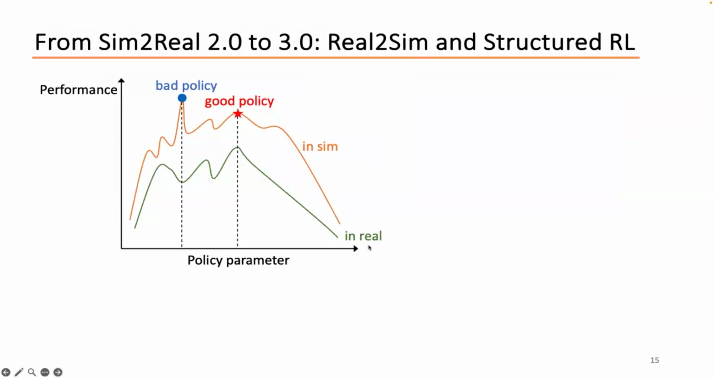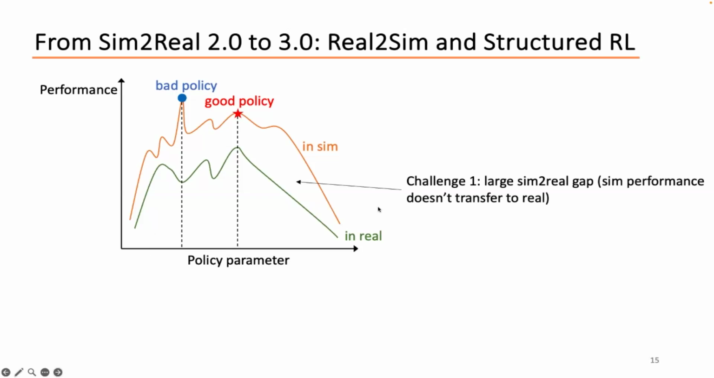from another perspective. Yeah. So this is my understanding of what happens in Sim2Real 2.0. The x-axis is the policy parameter. Let's assume it's a scalar for simplicity. And the y-axis is the performance of the policy. The green is what happens in the real world, and orange is what happens in simulation, right? And there are two challenges. Challenge number one, there's a huge Sim2Real gap between the green line and the orange line, right?